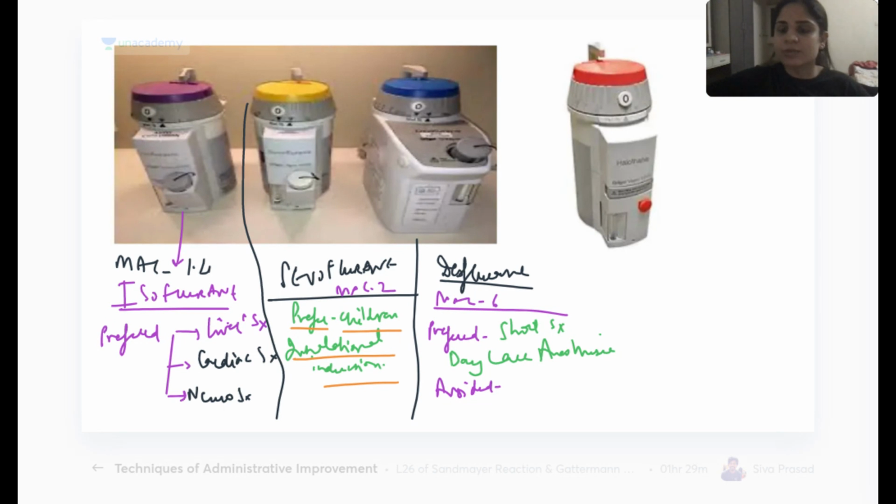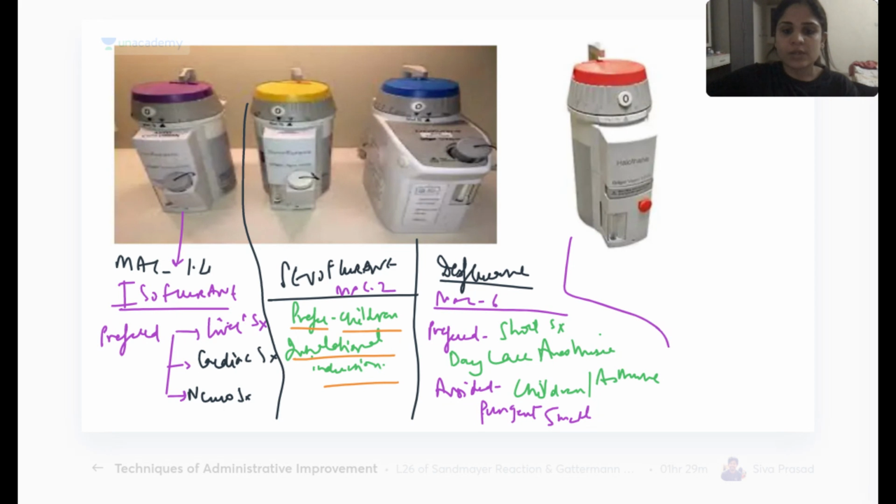Okay. We avoid desflurane in which condition? We avoid it in children and in asthma. Why do we avoid it in these cases? Because it's very pungent smelling. Okay. Very pungent smell. So children don't like it and asthmatic patients get bronchospasm with it. Okay, so it irritates the airways.